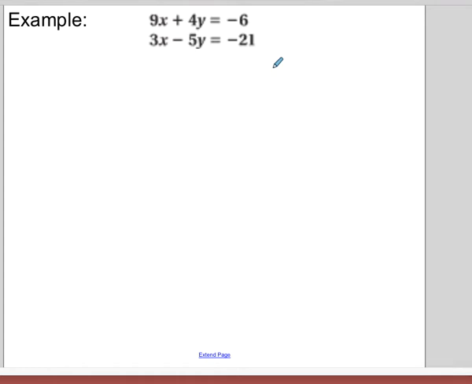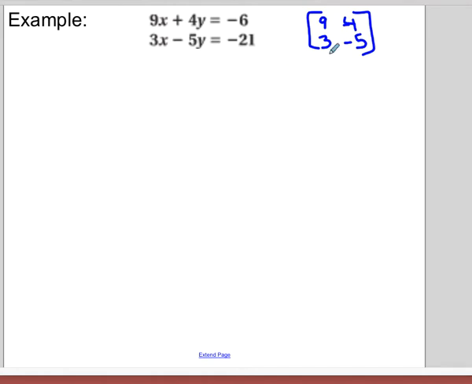So with Cramer's rule, our coefficient matrix is going to be, we're just looking at the coefficients, so I have 9 and 3 for my x's, and then I have 4 and -5 for the y's, right?